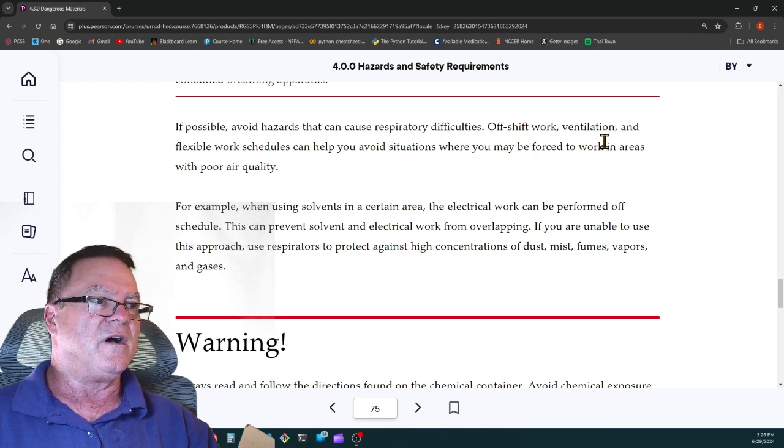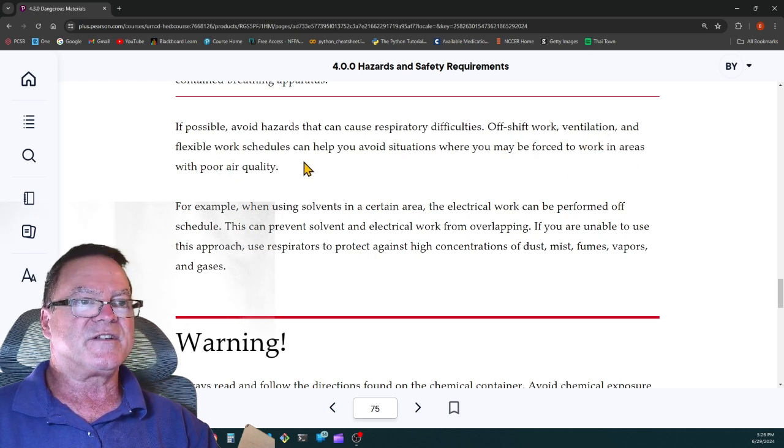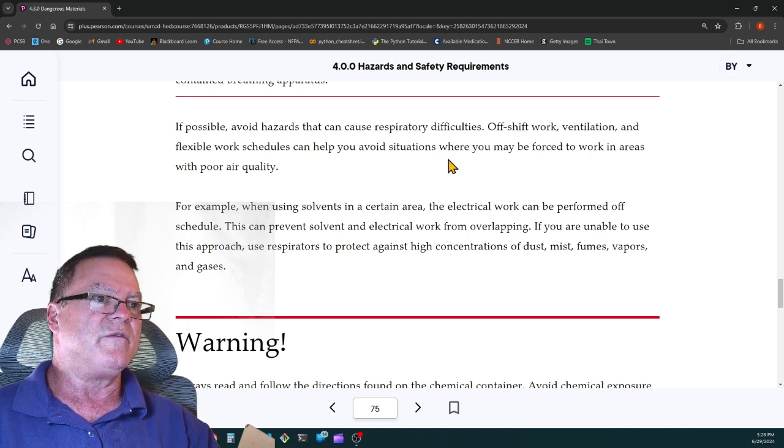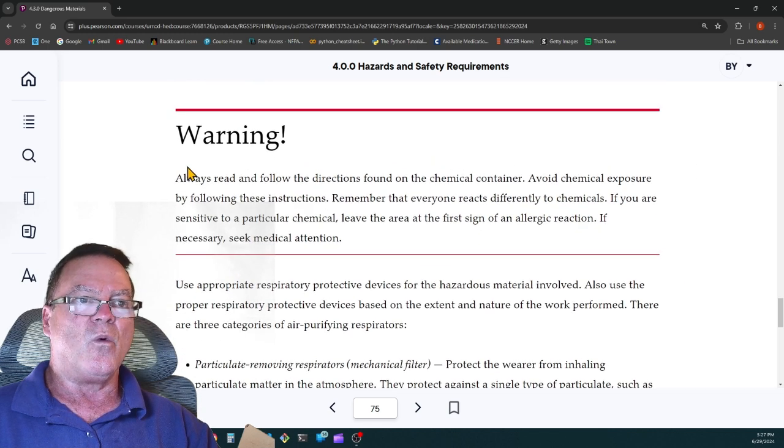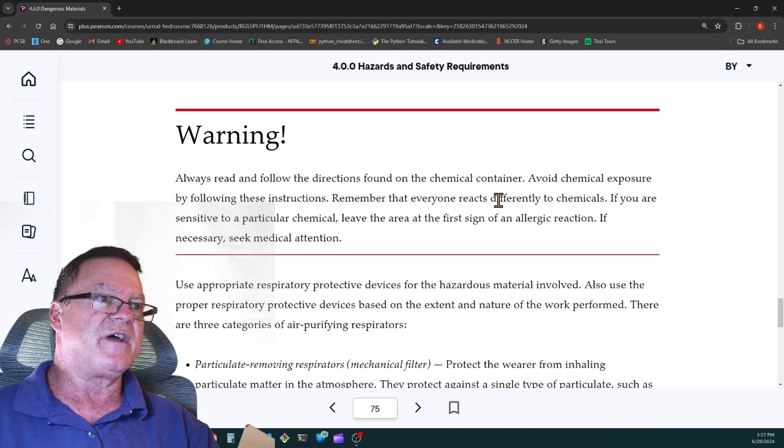Off-shift work, ventilation, and flexible work schedules can help you avoid situations where you may be forced to work in areas with poor air quality. Here's a warning. It says, always read and follow the directions found on the chemical containers. Avoid chemical exposure by following these instructions.